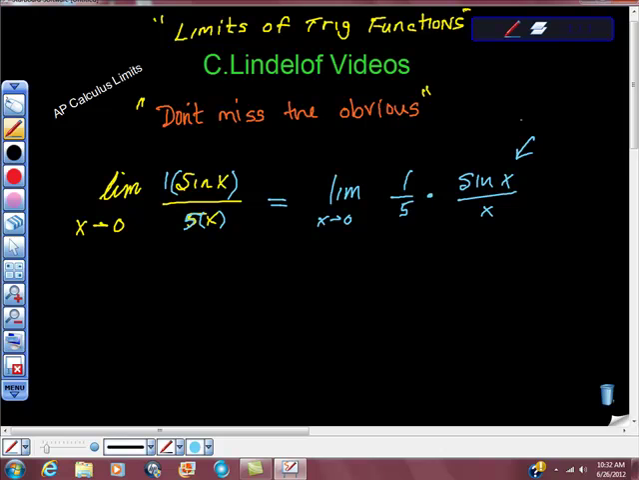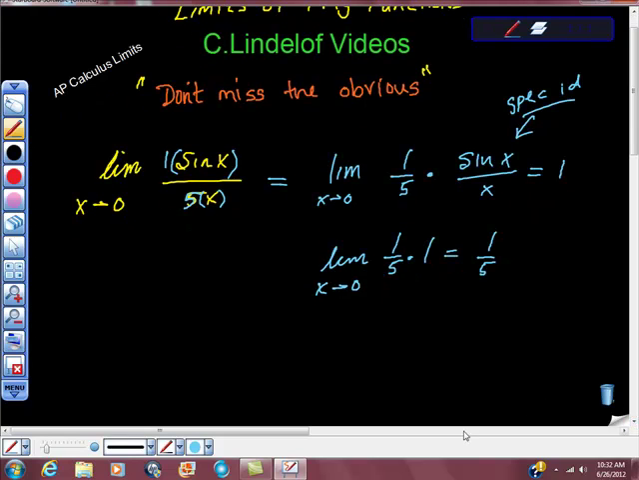This is a special trig identity. So this is a special ID here. And you just have to have this memorized, that this is equal to 1. So what we have is the limit as x approaches 0 of 1/5 times 1, which of course is equal to 1/5. So let's try another one here. Let's try this one.